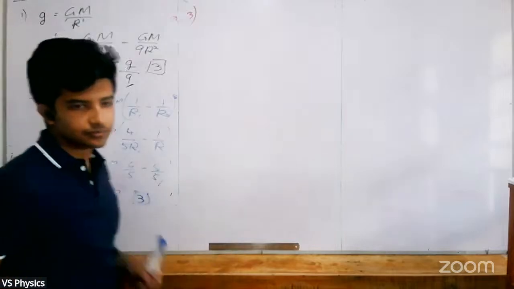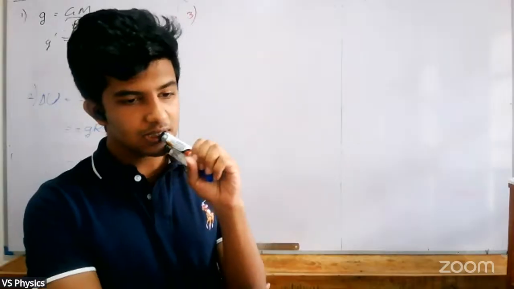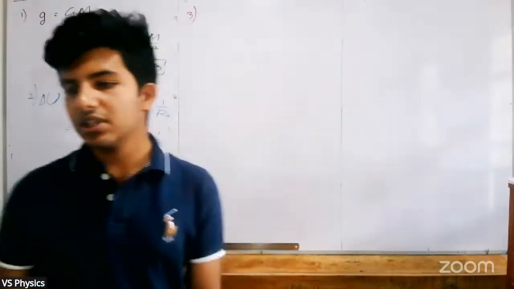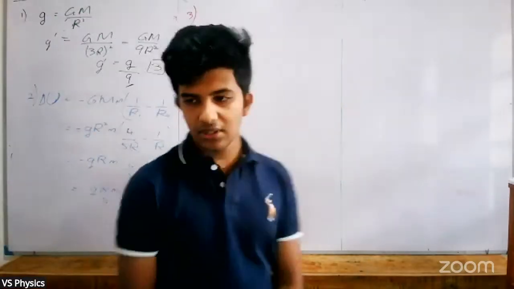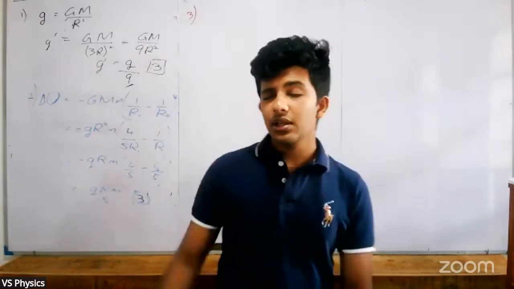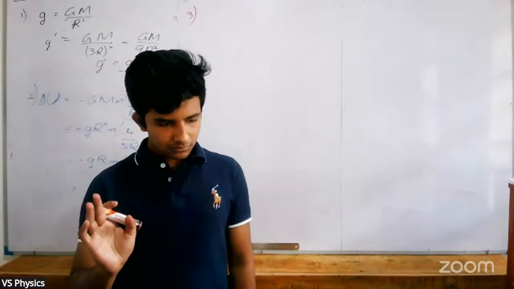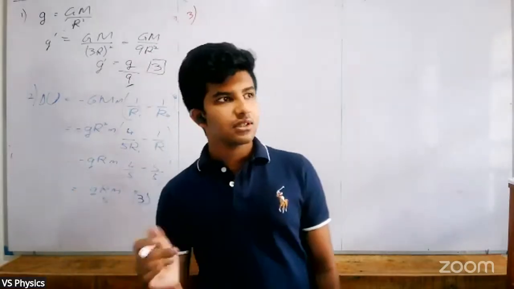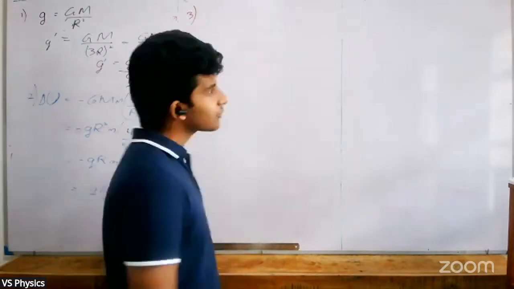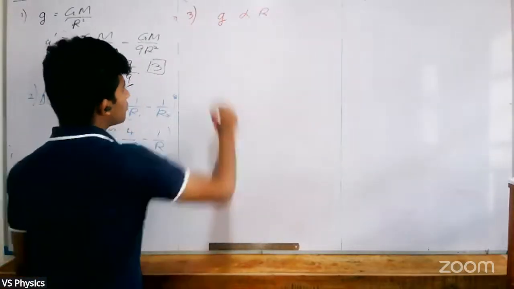Third question. How deep inside the Earth's crust should an object go in order for its weight to become half of the initial value? Earlier we found an equation to draw the gravitational intensity versus radius graph. When going inside, what happened? g is proportional to r, isn't it? So what is our force? Force is equal to mg.